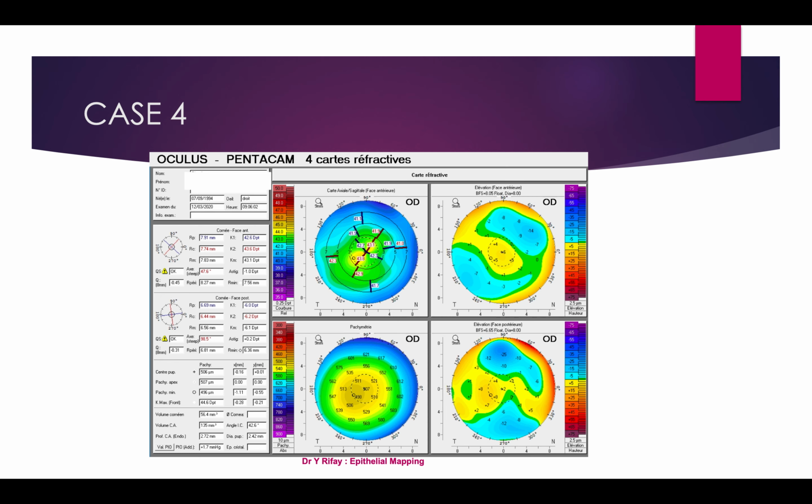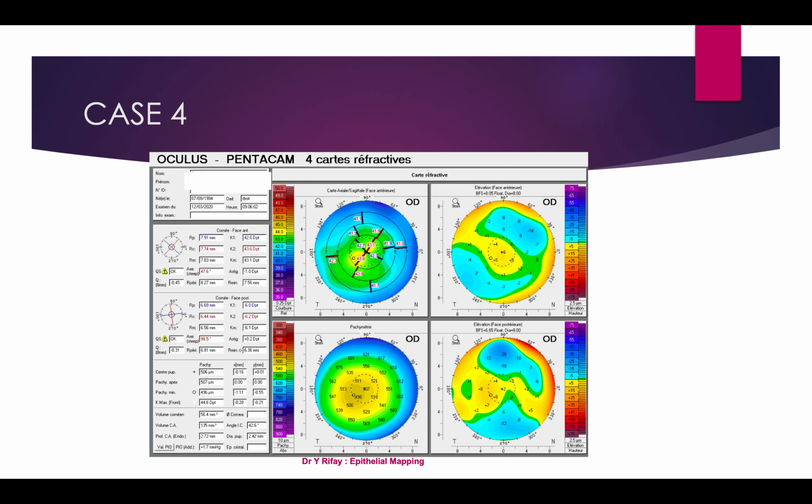Case number 4. We have here a cornea with normal values. You have the K max, which is 44. You have a small hot spot here. We have an abnormality here, but there is a small island, and the elevation value of the thinnest location is normal. It is plus 8.